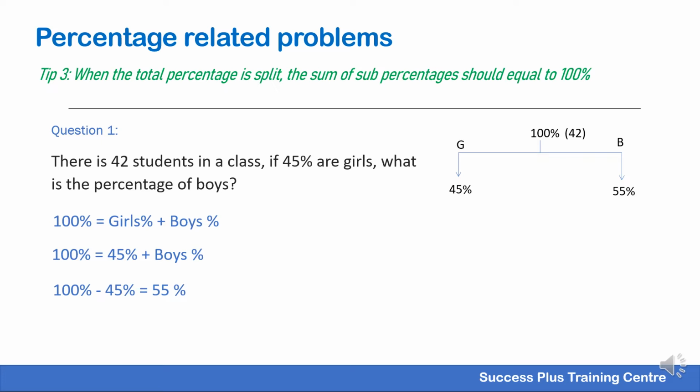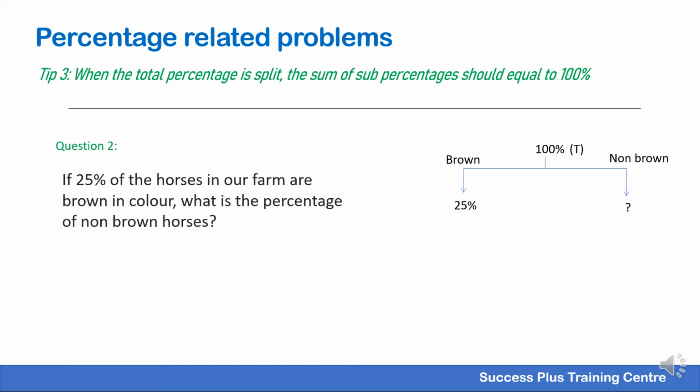This means if we add the percentage of girls to the percentage of boys, that should equal 100%. So 100% equals 45% plus the percentage of boys. This means the percentage of boys should equal 100% take away 45%, which is equal to 55%. Now let's have a look at the next question.